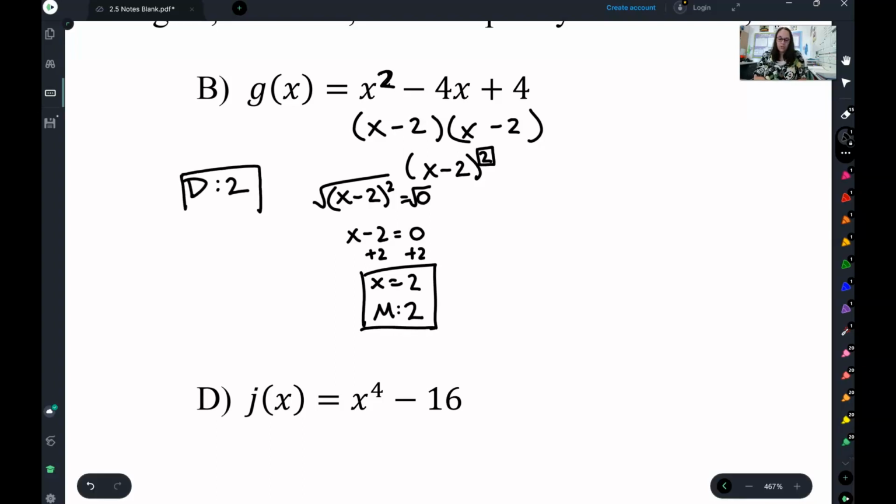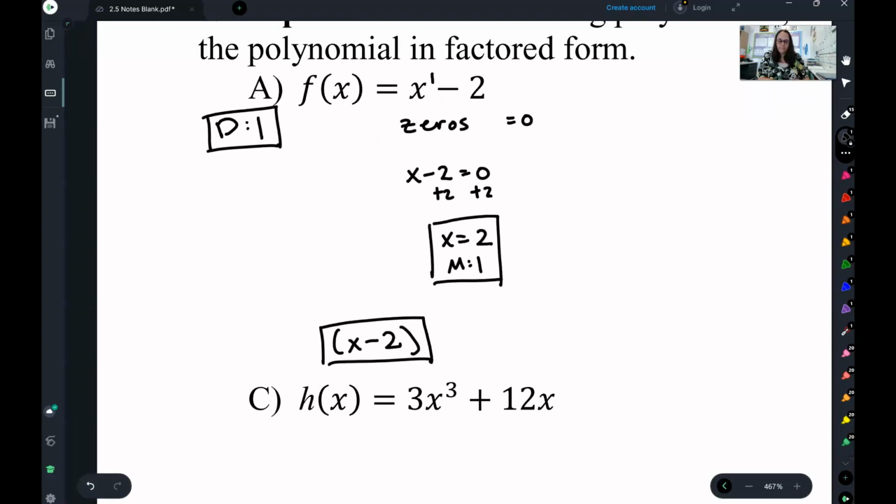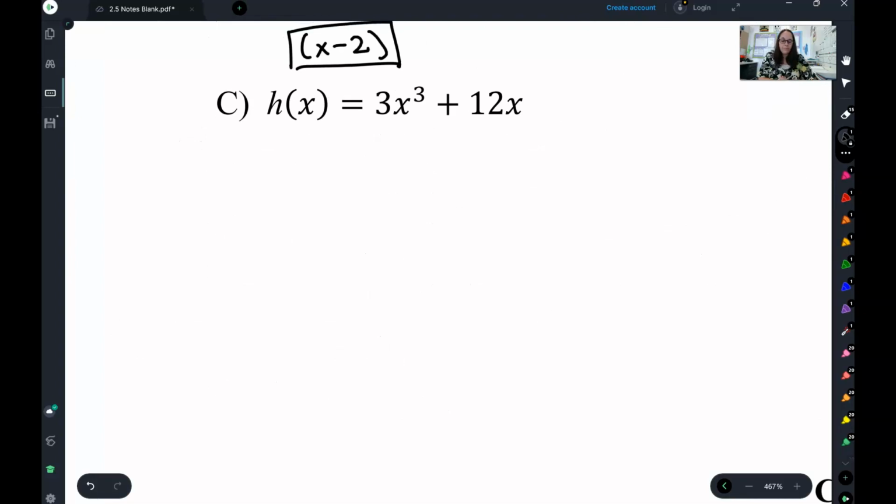So degree 2 still has 2 zeros. 1 x-intercept, but it has a multiplicity of 2, so that makes it 2 zeros. So if I wrote my factored form, it would be (x minus 2) squared. So far, so good. Degree 2, 2 answers. Let's move to a slightly harder one. This one is degree 3, so we should have 3 answers here.